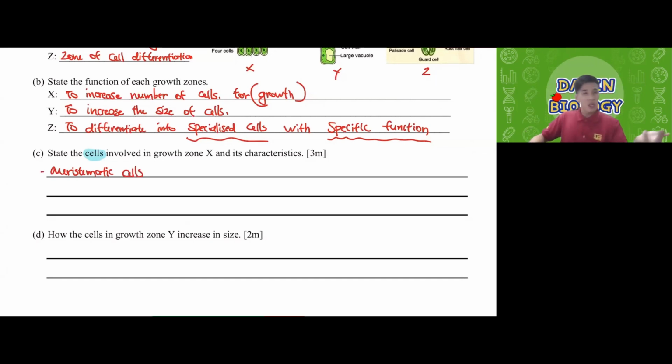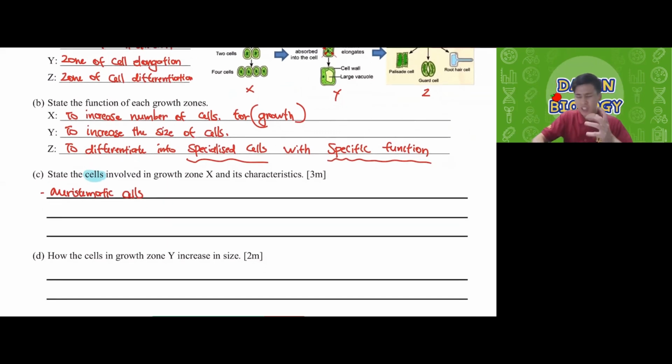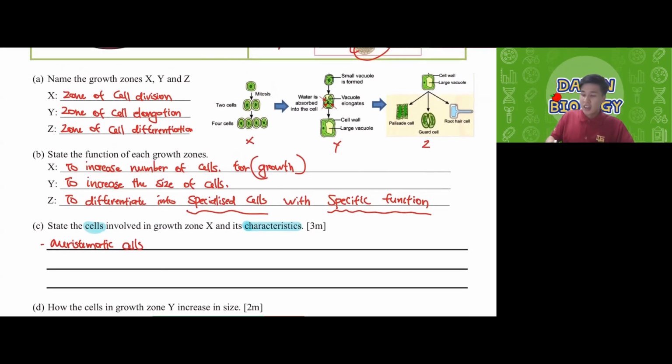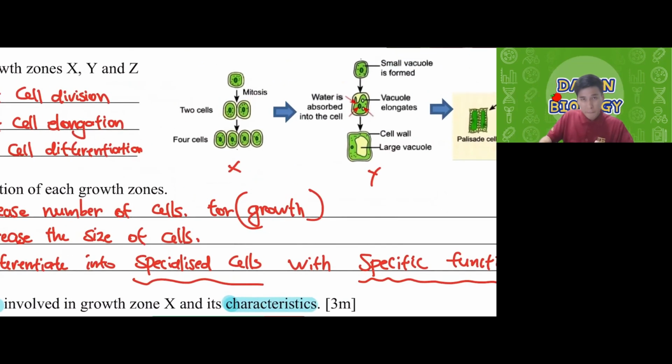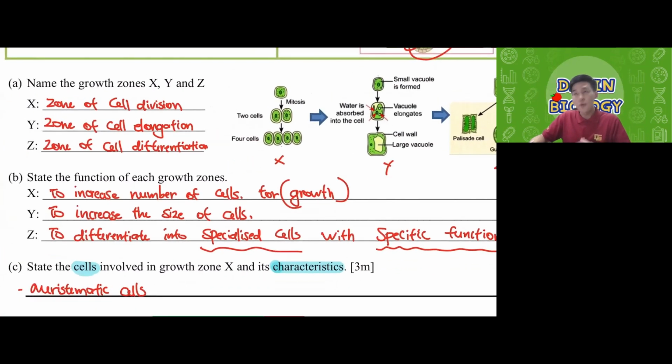Moving on, next one. State the cells involved in growth zone X. So growth zone X, the cells. Oh, I'm reading the same question. The characteristics, I'm so sorry. So, okay, who remembers the characteristics of these cells? Remember, these cells are baby cells. They all look the same. So how are they the same? What are their characteristics? Who remembers?